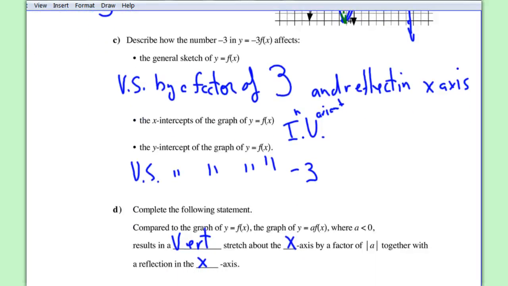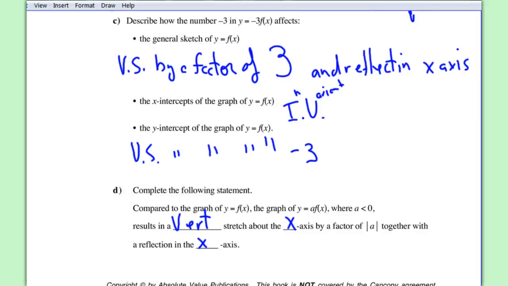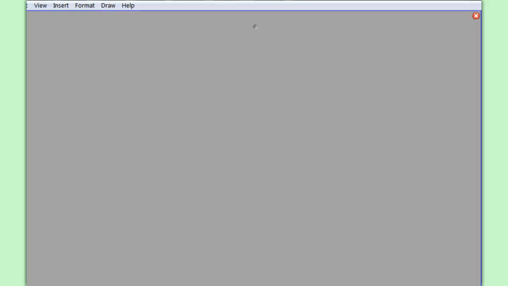Complete the following. Compared to the graph of y equals f at x, a graph of af at x where a is less than 0 results in a vertical stretch about the x-axis by a factor of absolute value a together with a reflection in x. Okay, that's one way to think of it. Continue on with the next example and what's going on here.